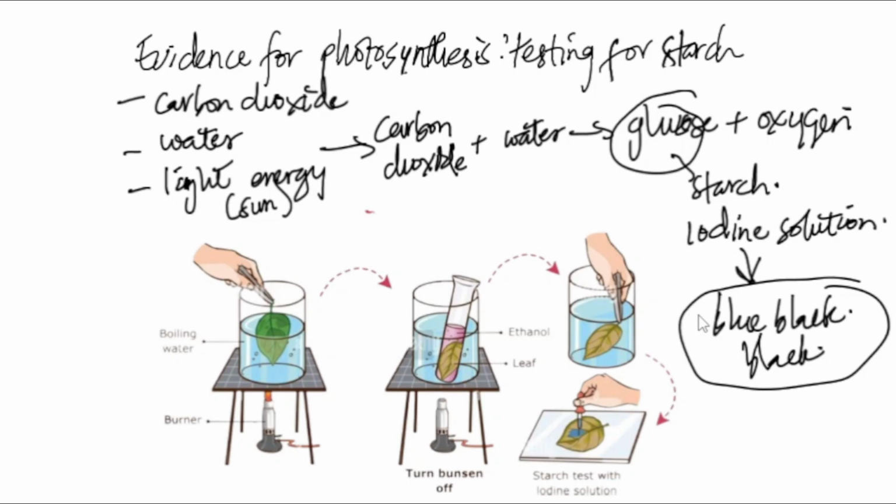Also, you need to know the equation for photosynthesis: carbon dioxide reacting with water, giving us glucose and oxygen. And you need to know the 3 things that must be present before photosynthesis will occur: carbon dioxide, water, and light energy. So these 3 things must always be present. So that brings us to the end of today's video.